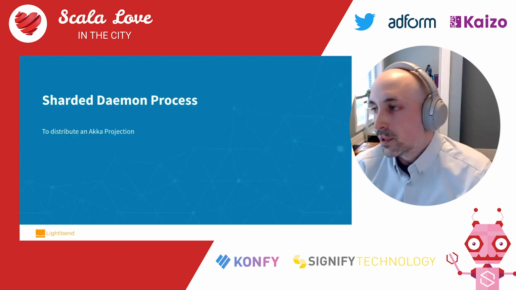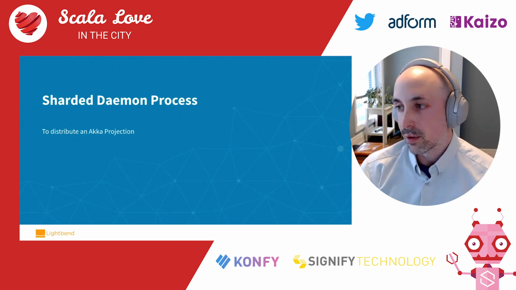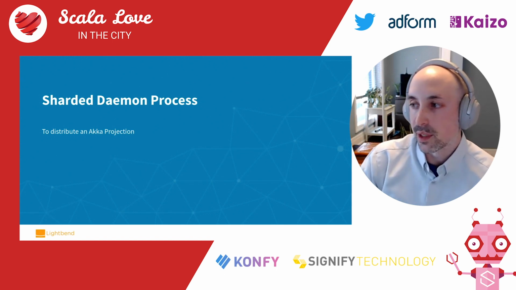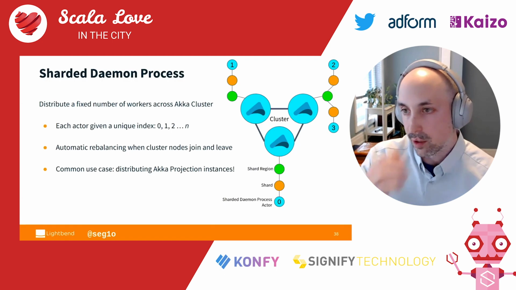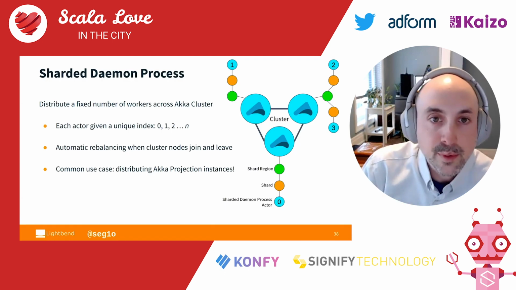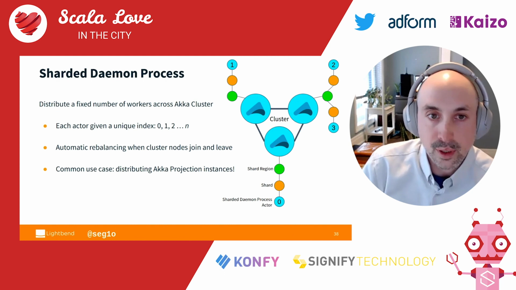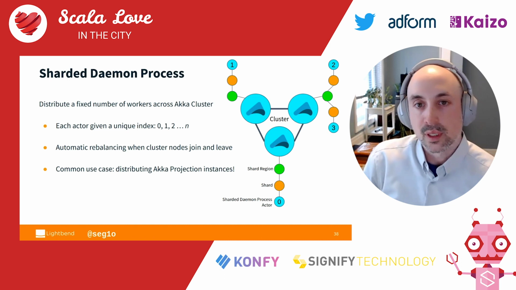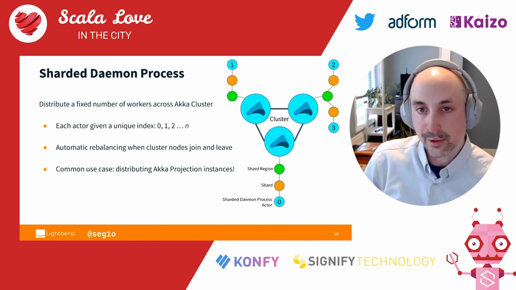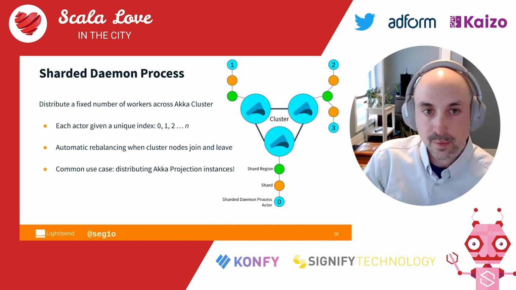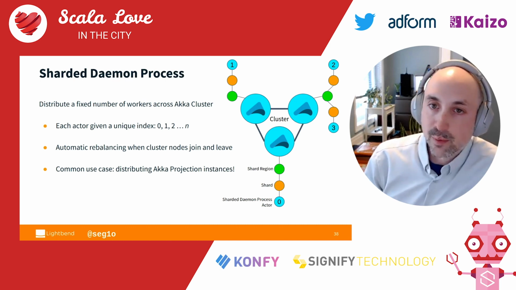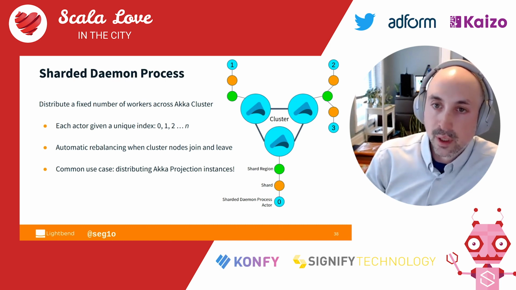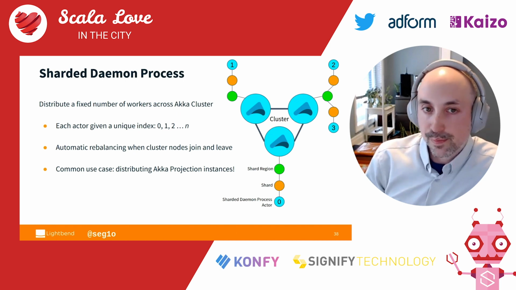The sharded daemon process is another net new feature, and I'm going to talk about this in the context of Akka projections. A sharded daemon process allows us to distribute work evenly across a cluster. It uses cluster sharding to distribute a predefined number of worker actors across all of the cluster nodes. When a cluster node joins or leaves, a rebalance is going to occur and redistribute daemon process actors to remaining available nodes.